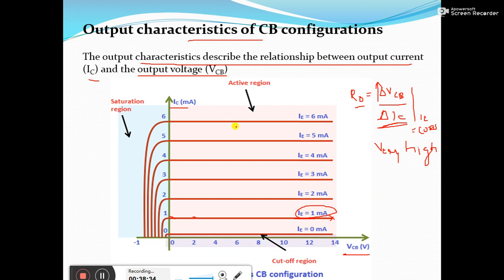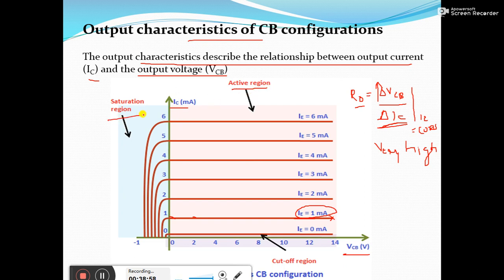Next, we will define the three regions of operation. The very first one is the active region. So here you can see this is the active region. To operate the transistor in the active region, we should make the emitter to base junction forward biased, and the collector to base junction should be reverse biased, so that we can operate the transistor in the active region.